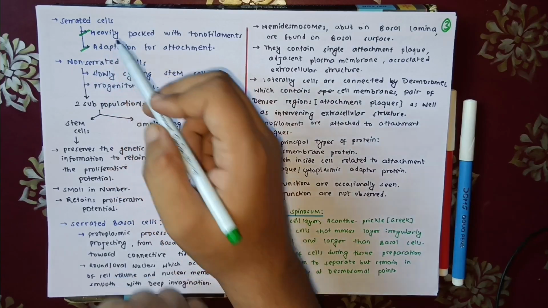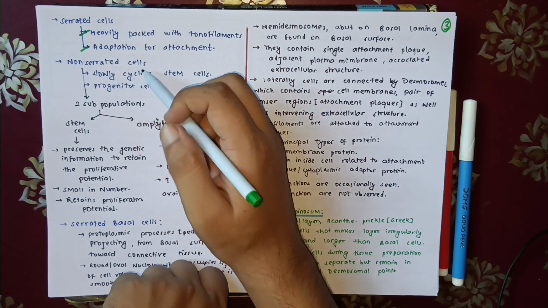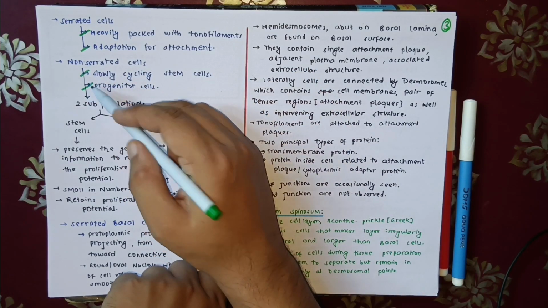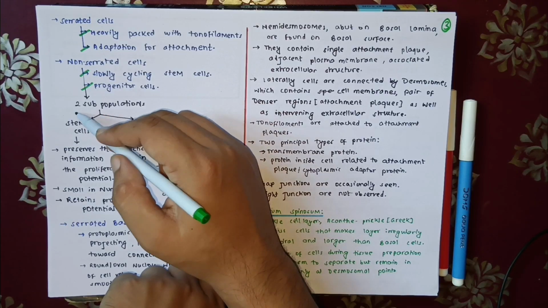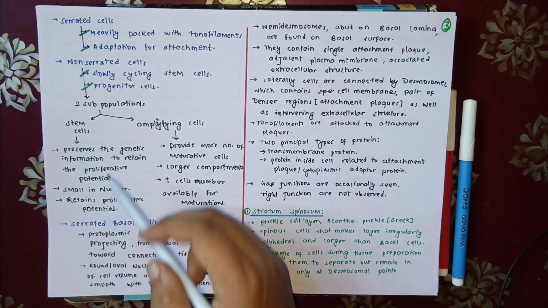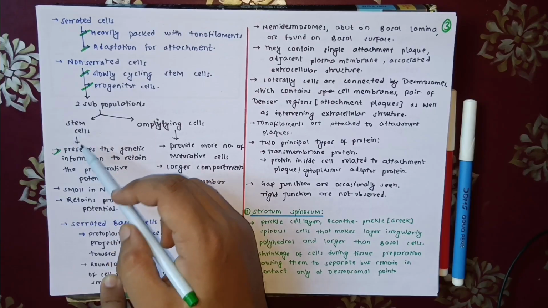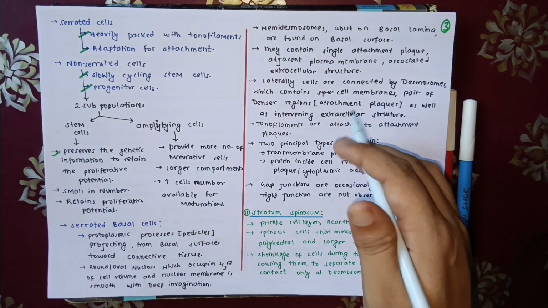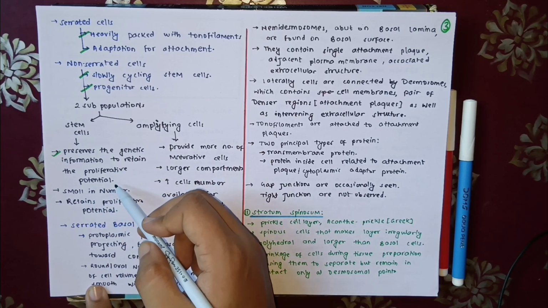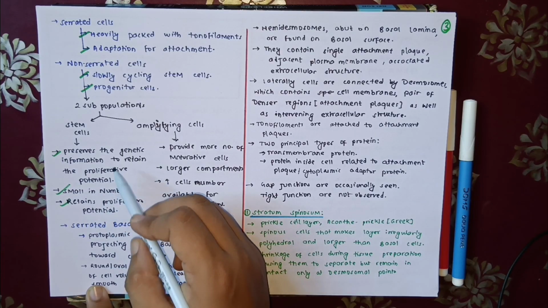I will discuss more about the serrated cell later, but first non-serrated cells. They are slowly cycling stem cells and or progenitor cells. There is a further classification of the non-serrated cell: the stem cell and the amplifying cell. The stem cells preserve the genetic information to retain the proliferative potential, and they are small in number.